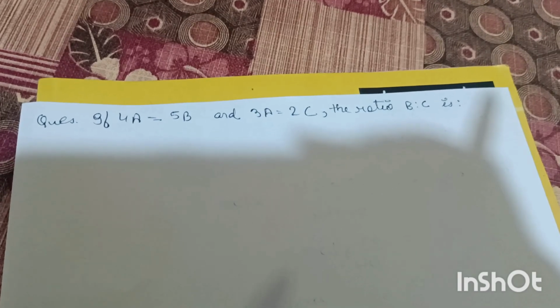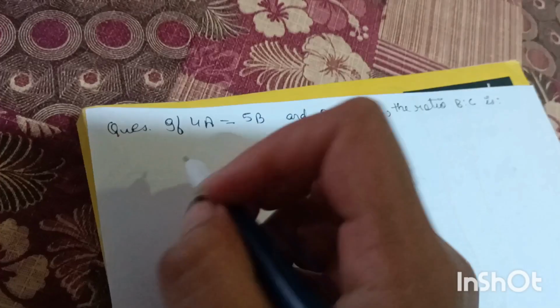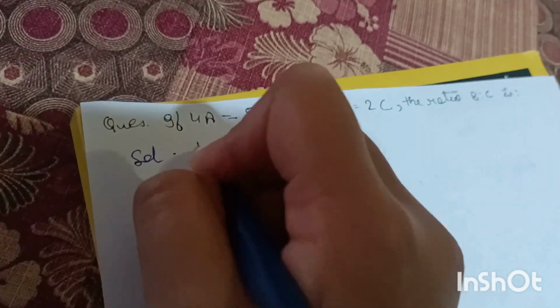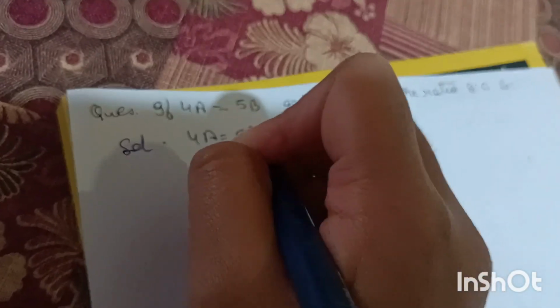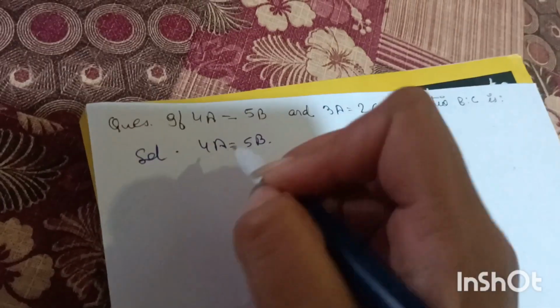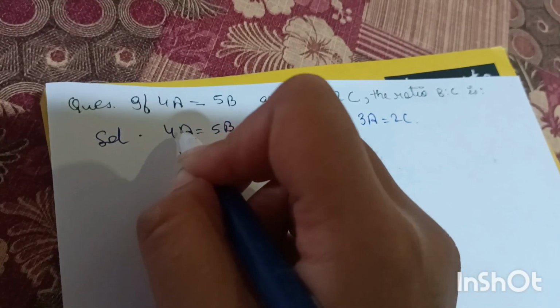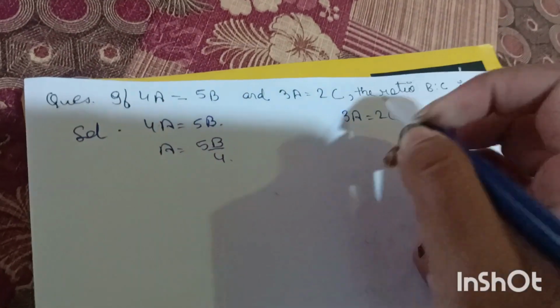The next question is on your screen. You may solve it out. So for solving this equation out, you can do like this. 3a equals to 2c. So now let's find the value of a. A will become 5b upon 4. A is equals to 5b upon 4. It's over here multiplication, so it will come in the division.